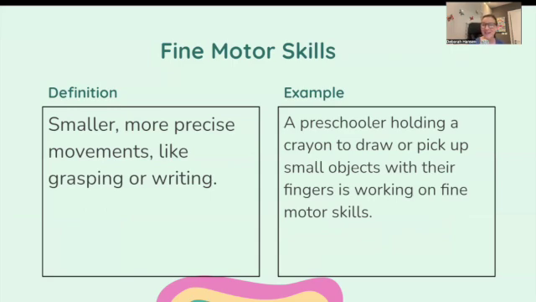A preschooler holding a crayon to draw or pick up small objects with their fingers is working on fine motor skills. And like I've said in many videos before, I started off as a kindergarten teacher, moved my way up, obviously. But yeah, exactly. We would see these, like it was really difficult for them to hold pencils or cut with their scissors. And that's they're developing those fine motor skills and the gross motor skills as well, really.